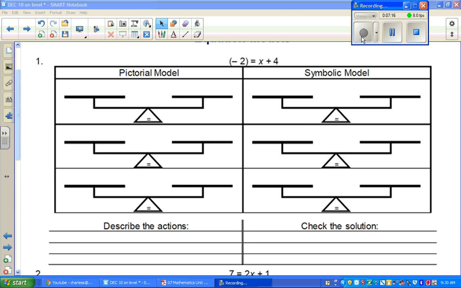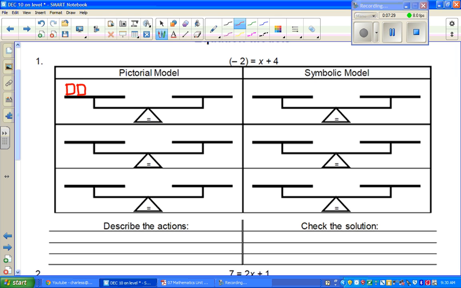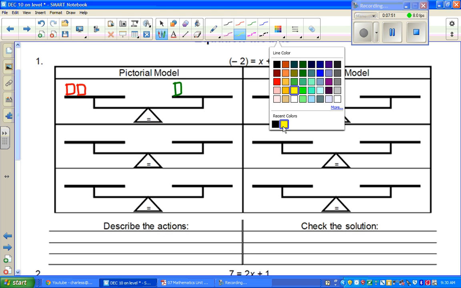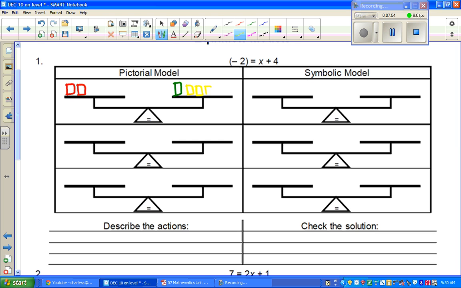All right, guys, if you look at the back of your notes page, we have a couple more. Number 1 says -2 equals x plus 4. So on the left-hand side, we're going to write -2 equals x plus 4. Using a pictorial model, that's -2 is 2 red squares. And then the equal side is the triangle on the bottom. And then on the right, we have 1 green x and 4 yellow squares. I get my colors right here before long.